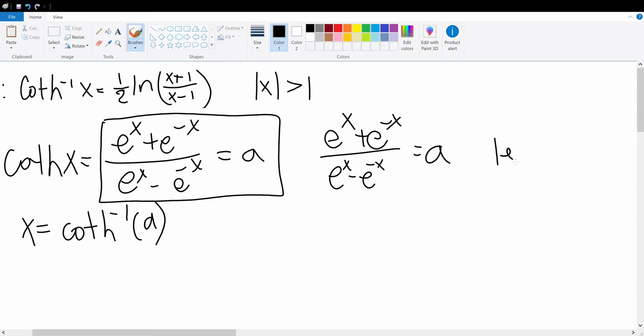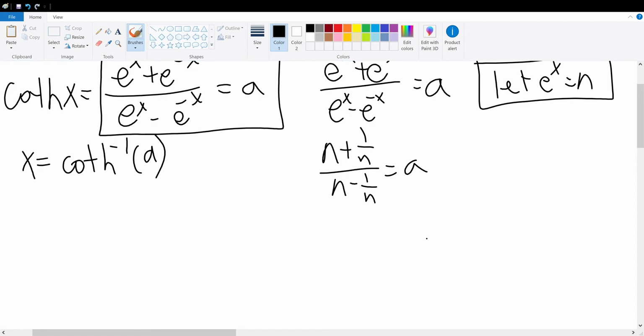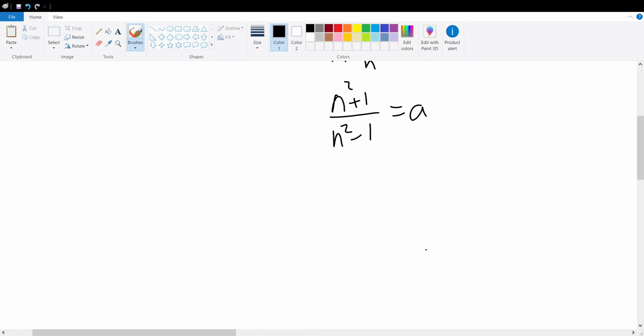We're going to assume e to the x to be equal to n. Then we substitute to get (n plus 1 over n) divided by (n minus 1 over n) is equal to a. Then we combine to get (n squared plus 1) divided by (n squared minus 1) is equal to a as well. We multiply n squared minus 1 on both sides to get n squared plus 1 is equal to a times (n squared minus 1), which is equal to a n squared minus a.